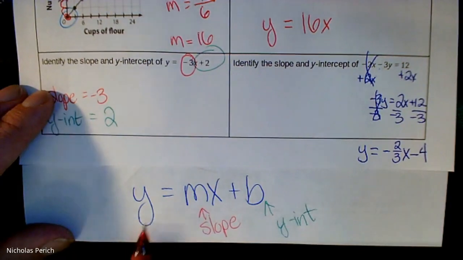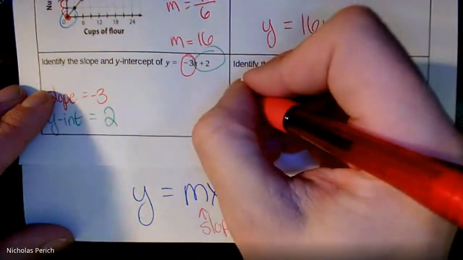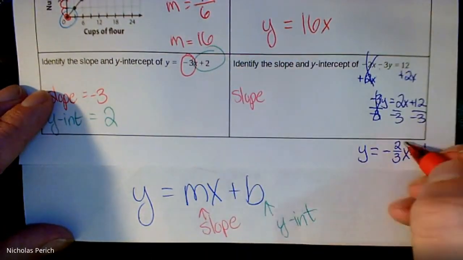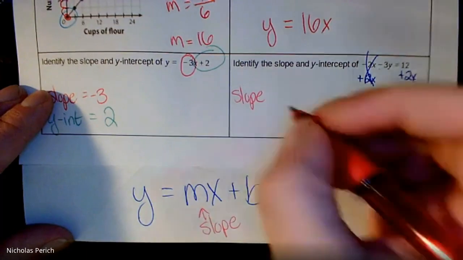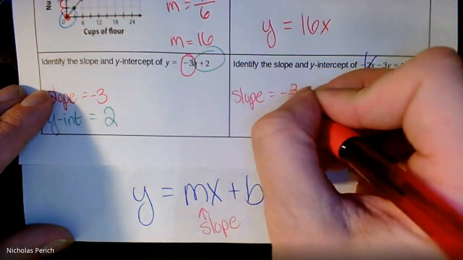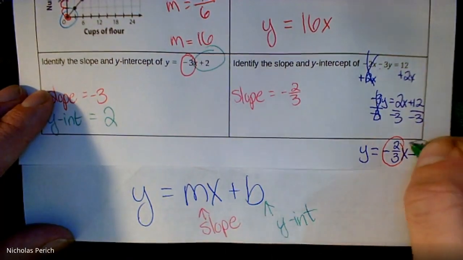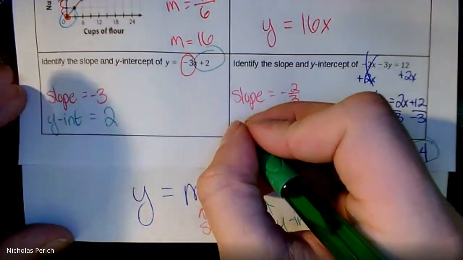So when y is all by itself, the number in front of x is the slope. -2 over 3 is my slope. When y is all by itself, the number floating around is my y-intercept, which is -4.